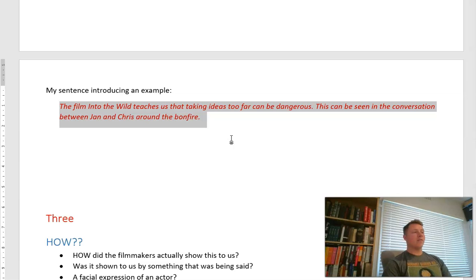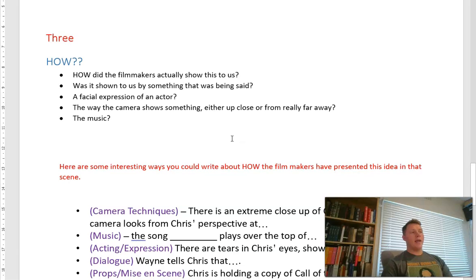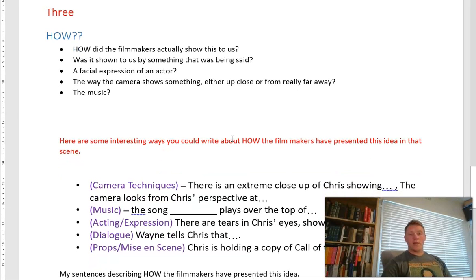This can be seen in the conversation between Jan and Chris around the bonfire. Alright, fantastic. I'm happy with that. Now, our big step, our really important one, is step 3, and that's the how.